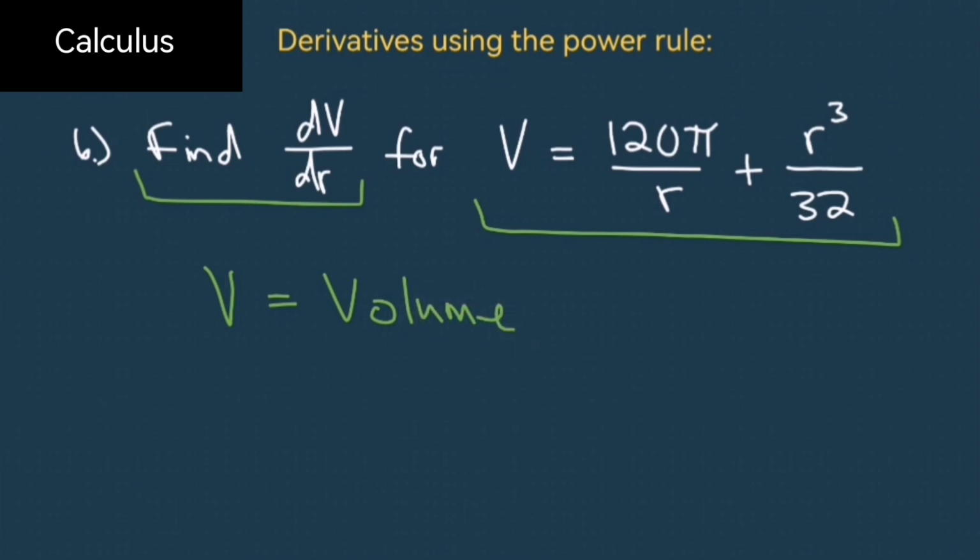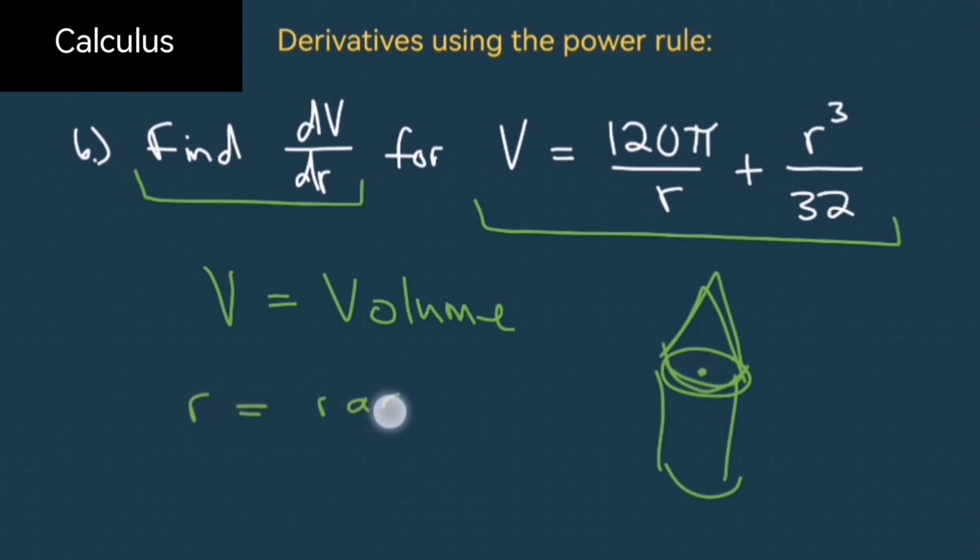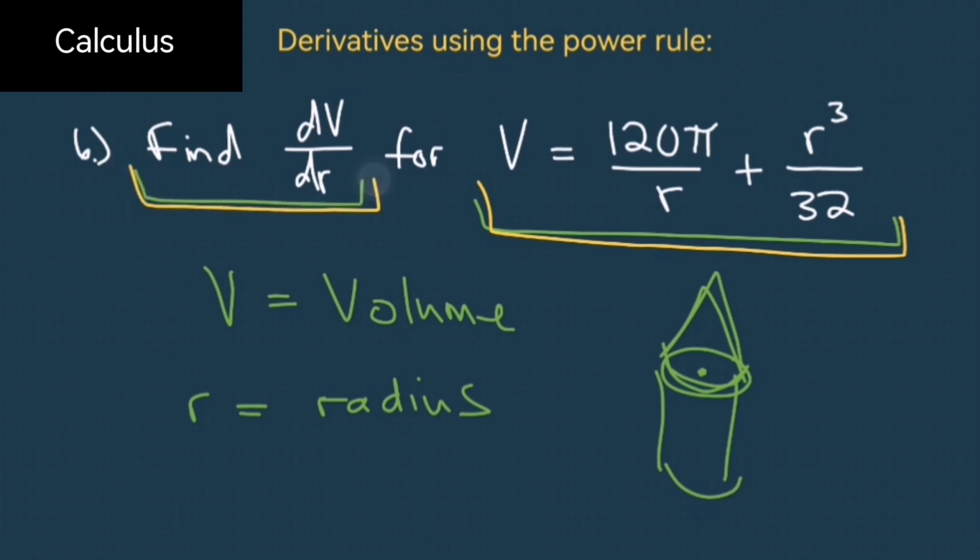It could be the volume of a cylinder, or perhaps the volume of a cone, or maybe the combined shape of a cylinder and a cone all in one. And perhaps r represents the radius of the cylinder or the cone in this context. So essentially what we have here is a formula for volume with respect to the radius of whatever shape we are dealing with. And we need to find the derivative of the volume with respect to the radius.